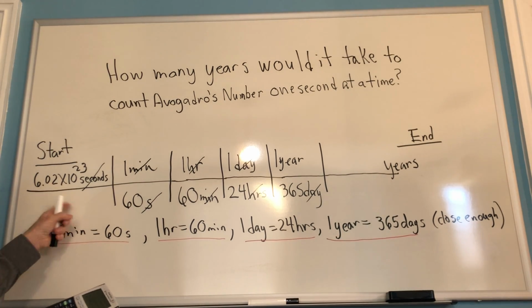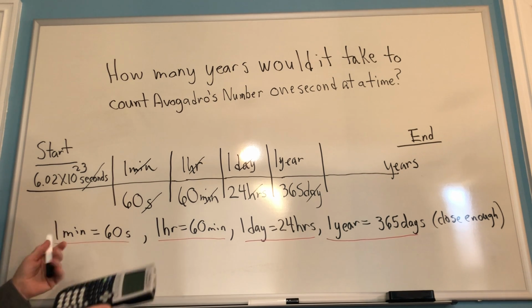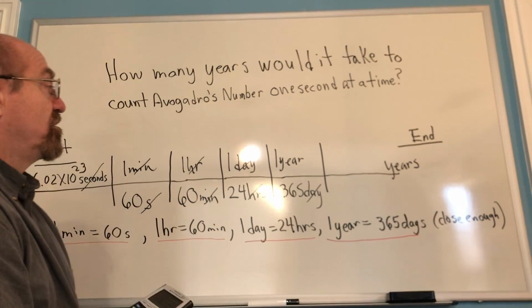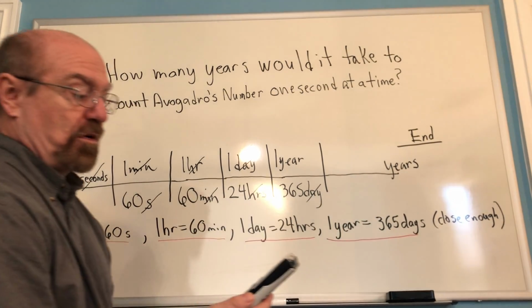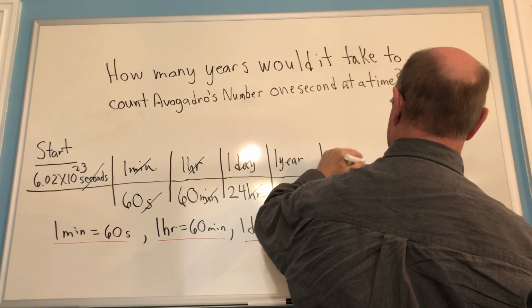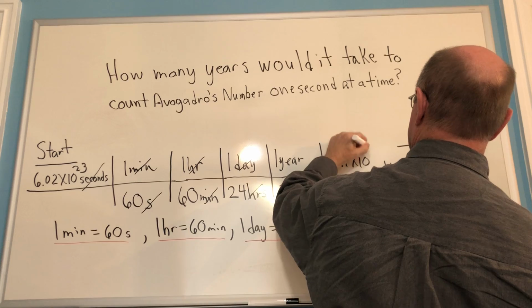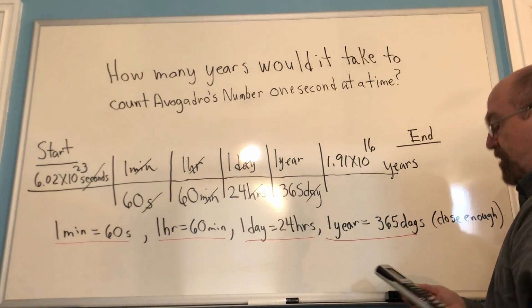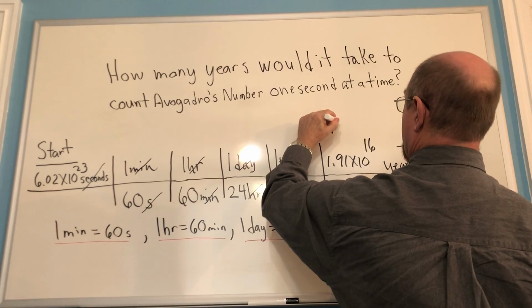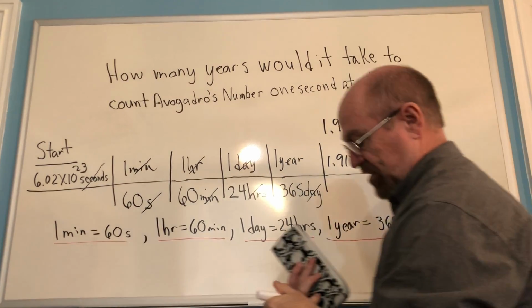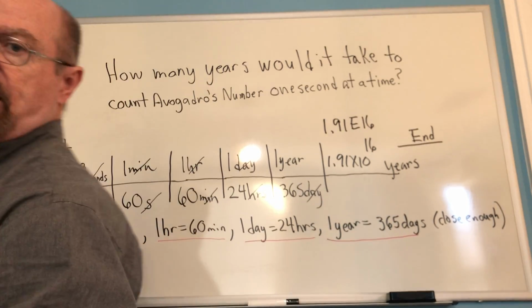We're not going to do sig figs in non-honors chem, but here in honors chem, this started with 3 sig figs. These are all considered exact values, so we end up with 3 sig figs. So our answer would be 1.91 times 10 to the 16 years. All right, that would be our final answer. I would also accept 1.91 E16, since that means exactly the same thing. It's just written in a slightly different format.